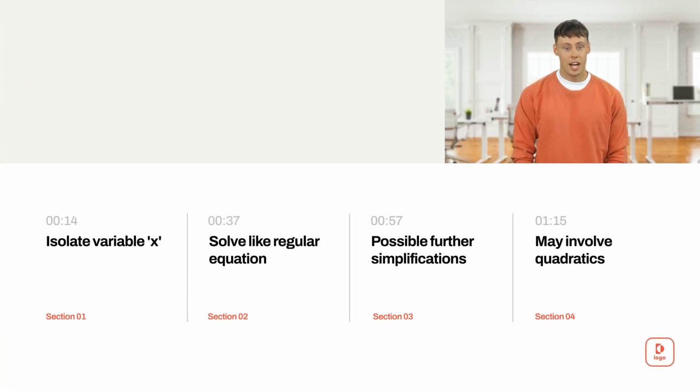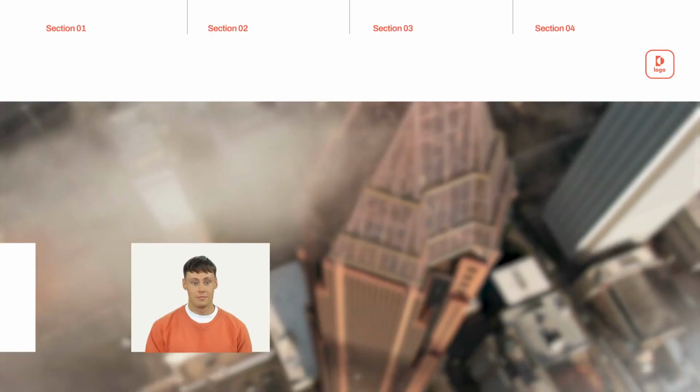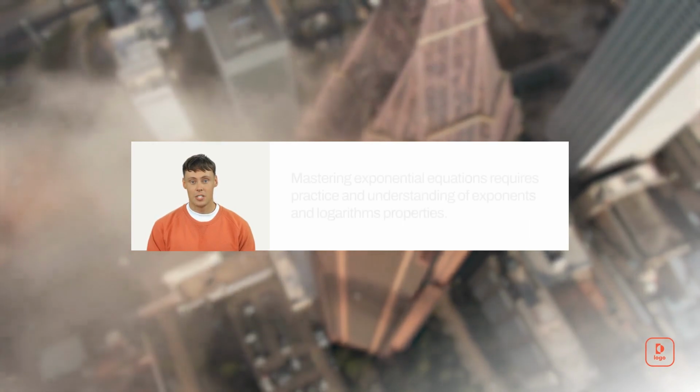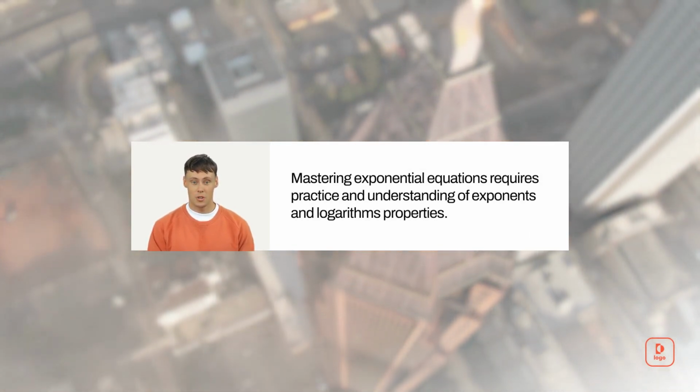Once we have our equation in logarithmic form, the process of isolating x becomes straightforward, similar to linear equations. After isolating x, we solve for it just like any other algebraic equation. This might involve further simplifications or solving quadratic equations. Remember, the key to mastering exponential equations lies in practice and understanding the properties of exponents and logarithms. Always double-check your work. Verifying each step can prevent errors and solidify your solutions, ensuring they are robust and accurate.